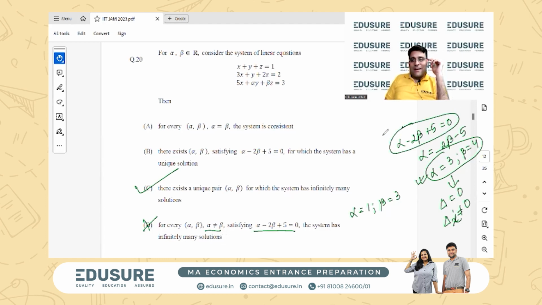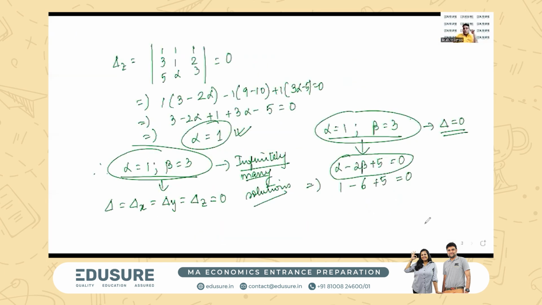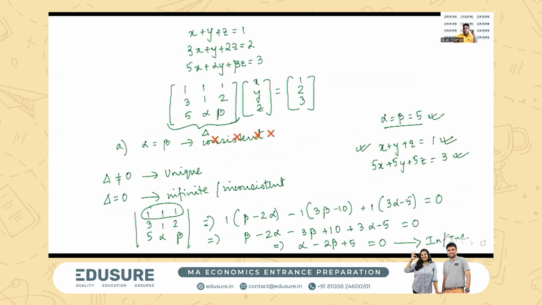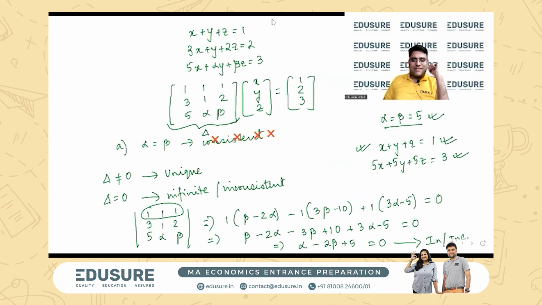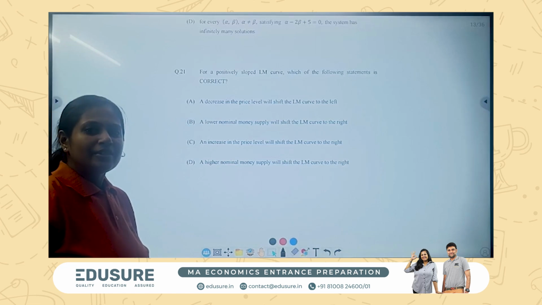But it has inconsistent solutions. So A, B, and D are incorrect. The answer is C. It's a very good question which tests your entire knowledge on how to solve a system of equation by the matrix or the determinant method. Answer is C.